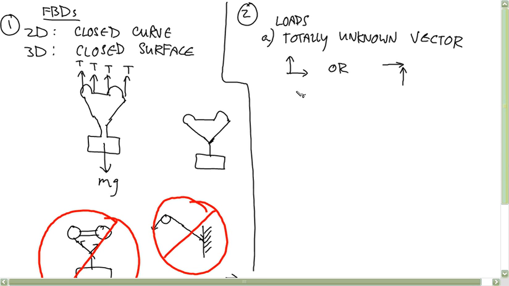And you label that symbol with a vector value or a vector variable.